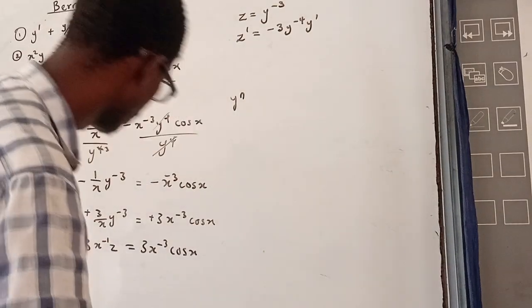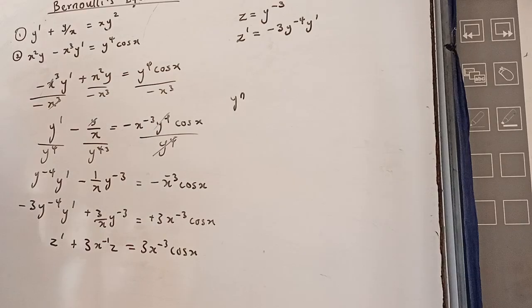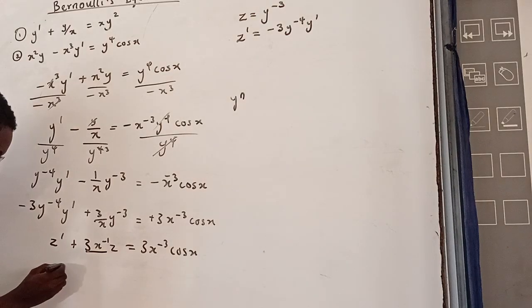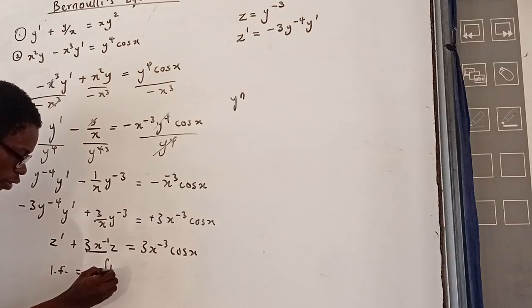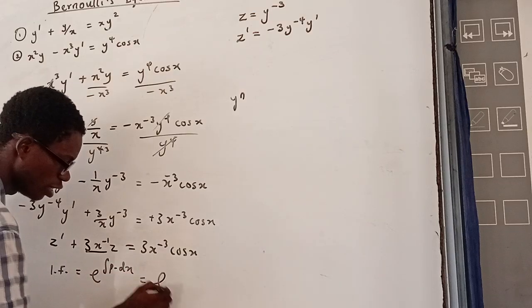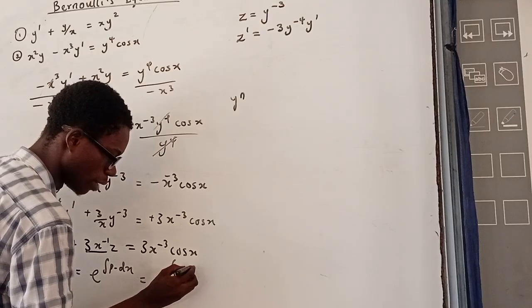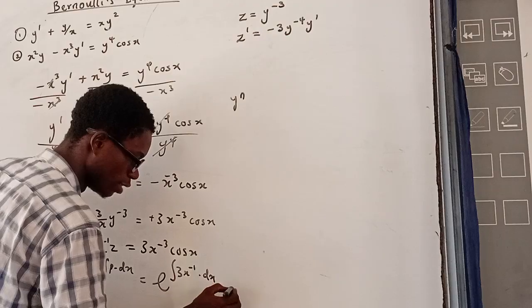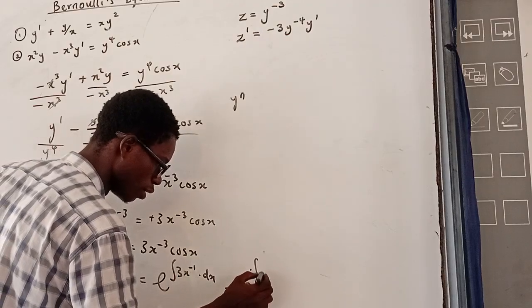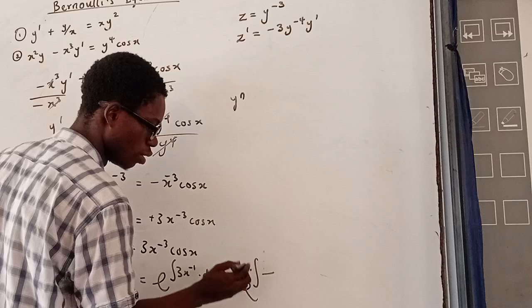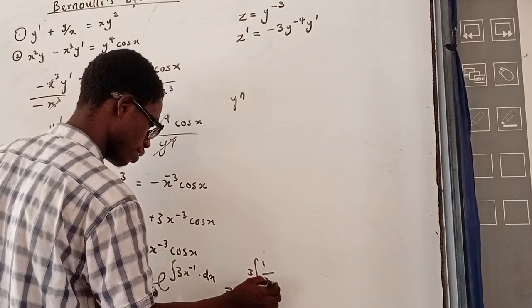What we do next is that we have transformed this into a very basic first order ODE, which you can solve using an integrating factor. And what's the integrating factor we'll be using for this? This is our p. So our integrating factor equals e raised to power integral of p dx, which equals e raised to power integral of 3x raised to power minus 1 dx. I can rewrite this as e raised to power integral of 3, or 3 should come out, 3 times 1 over x dx.